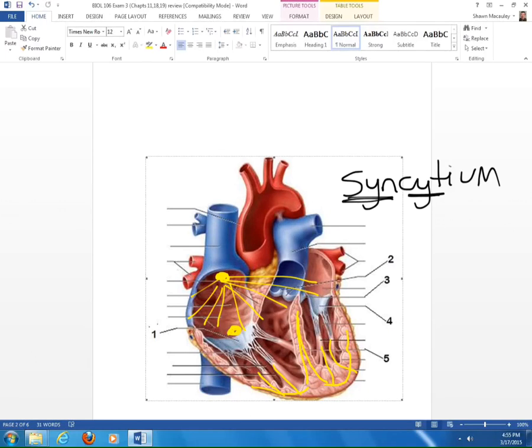Now, what if, for some reason, those valves were faulty or did not close down completely? When the ventricles squeeze, blood would have the opportunity of going back up. And when the blood goes backwards, we call that a murmur. Okay? A murmur.